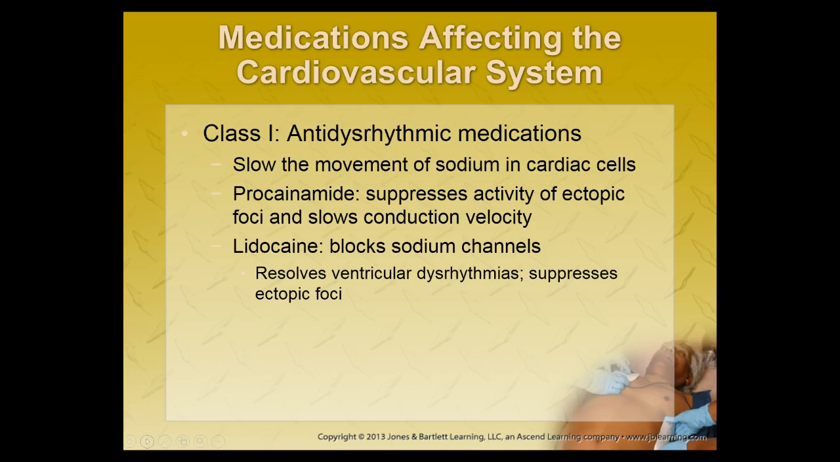What it does is it slows the movement of the sodium in the cardiac cells. Examples include procainamide and lidocaine. Lidocaine, you may have heard of perhaps in the emergency room or other places, is also an anesthetic that is used to numb an area before suturing, but this is a different concentration of the drug. Again, just know that procainamide and lidocaine are class 1 antidysrhythmics, and that these slow the movement of sodium in cardiac cells. Make sure you're reading your textbook for more details.